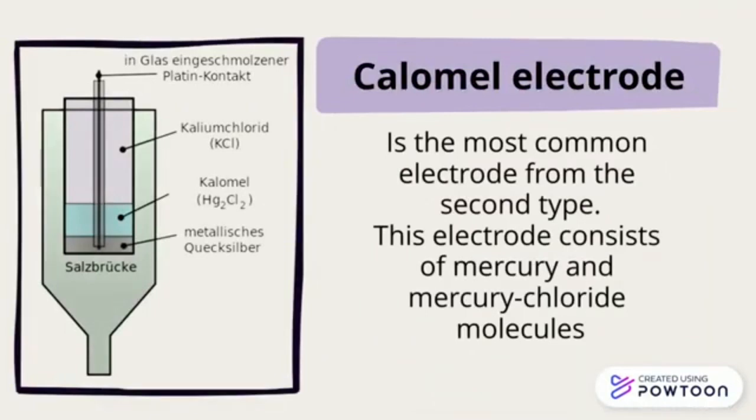The calomel electrode is the most common electrode of the second type. This electrode consists of mercury and mercury chloride.